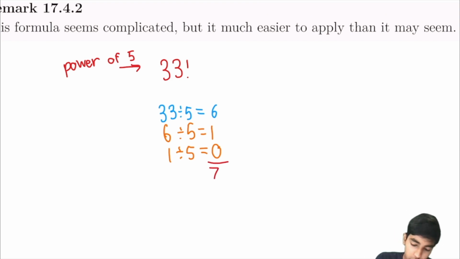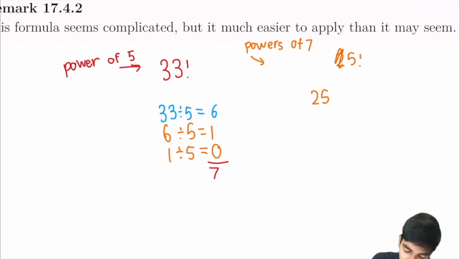Let's take another example just to be clear. Let's say powers of 7 in 75 factorial. You do the same thing. Okay? We're asked to find the powers of 7, so what would the exponent in the prime factorization of 7 be? So you just do 75 divided by 7.